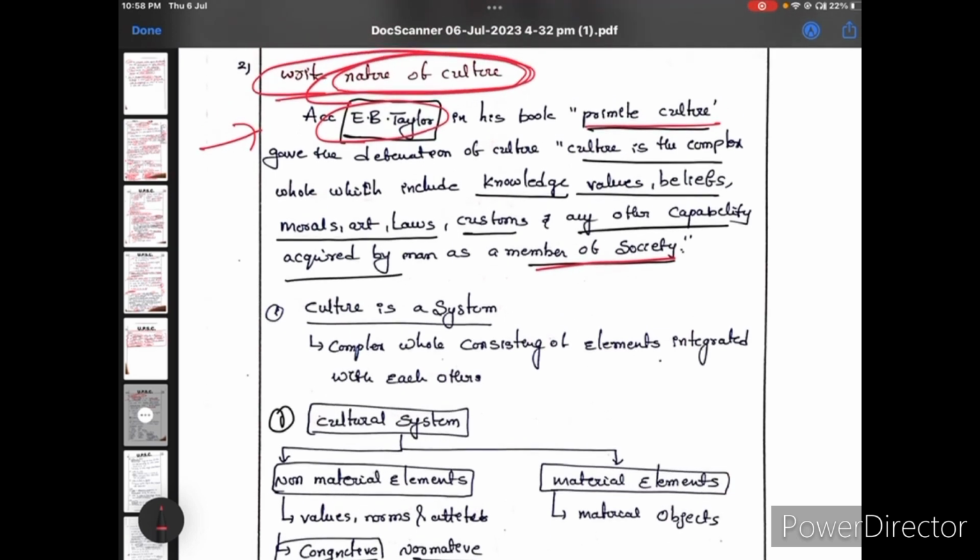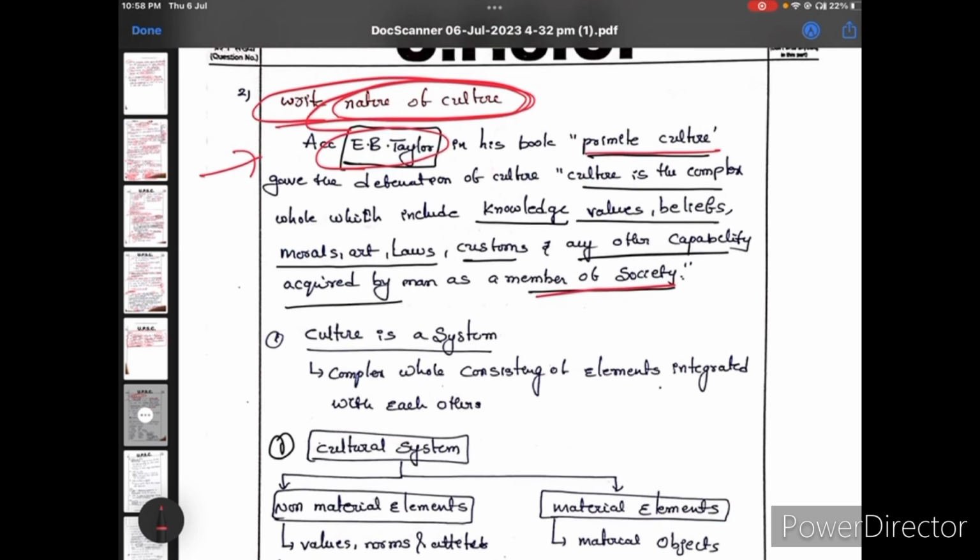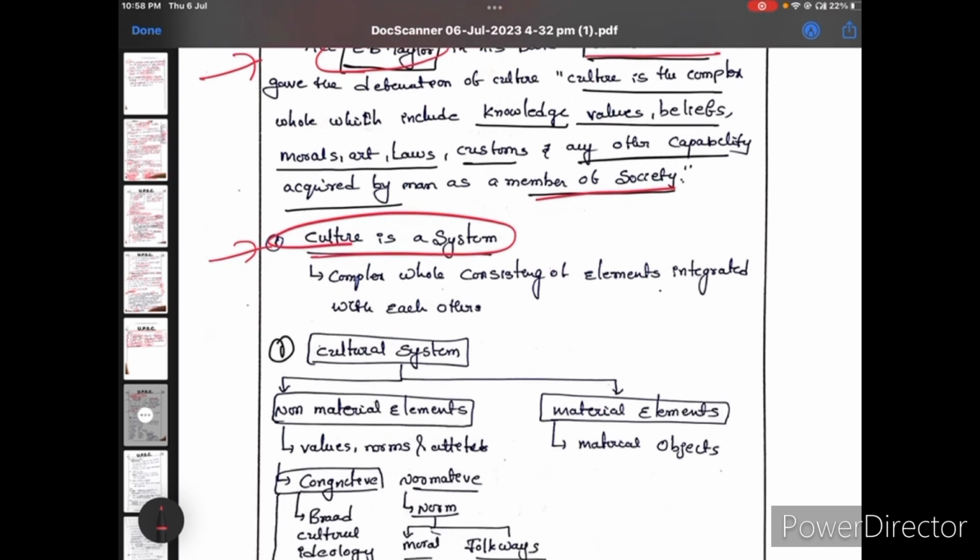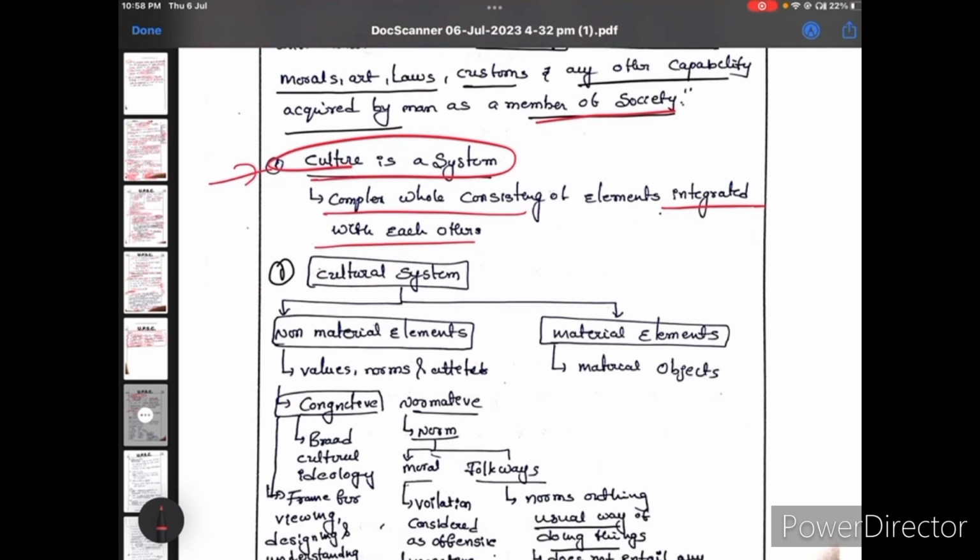And after that, see here, I wrote about the culture. First of all, culture is a system. Okay, so culture is a system, meaning a complex whole consisting of elements integrating with each other. Next, culture as a system has non-material elements and material elements.